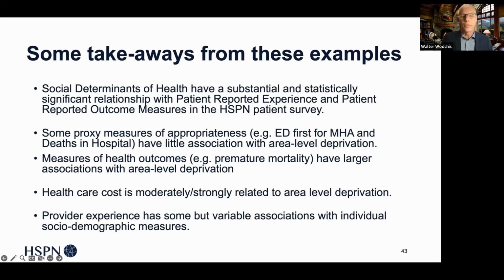And then the measures of health outcomes, such as premature mortality, tend to have higher associations with area level deprivation, and that lines up also with the patient-reported outcome measures. Healthcare cost itself was moderately to strongly related to area level deprivation, meaning that if you have more deprived neighborhoods, it's costing more to care for those people.